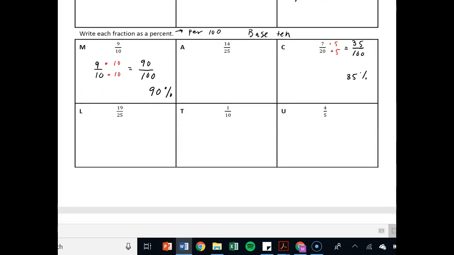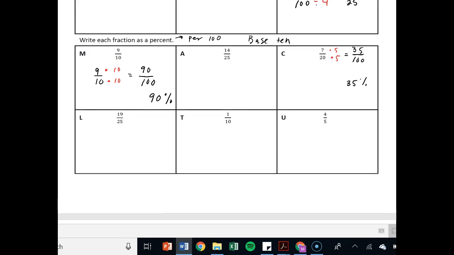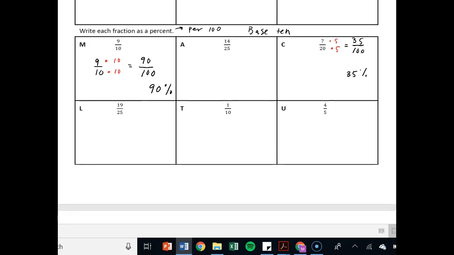All right, so you're responsible for the rest of these on the front. Go ahead and do that now. Once you're done with that, go to part 2.